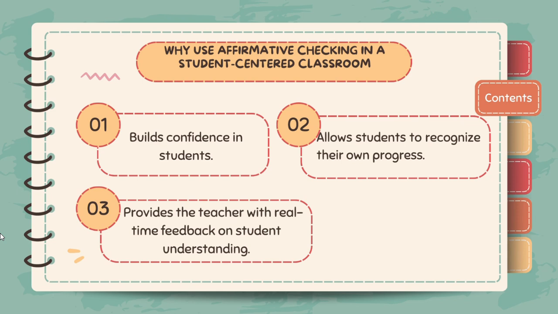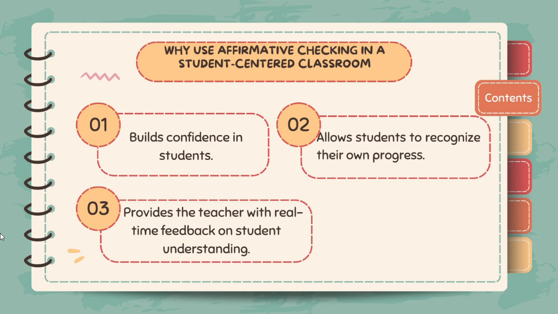Number 2, allows students to recognize their own progress. Affirmative checking helps students see their own progress by highlighting what they're doing well. When teachers confirm their correct answers or good efforts, students start noticing their improvements. This makes it easier for them to feel that they're learning and getting better step by step.